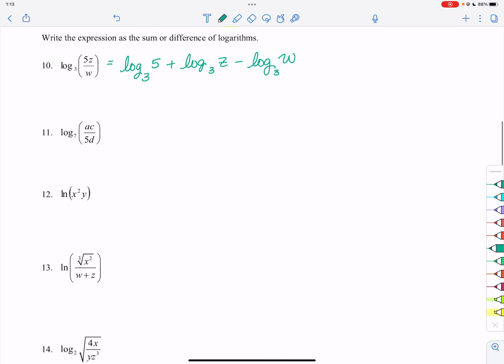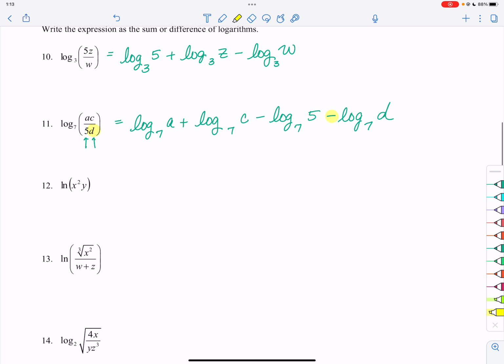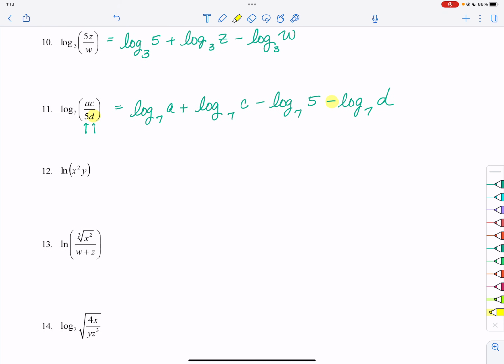Okay, we have to be careful because both 5 and d are in the denominator. So both of them will have a minus in front of the term. So the log base 7 of c. Now we have minus log base 7 of 5 and a minus log base 7 of d. This is one of the most common mistakes that I have seen. So we want to make sure we subtract any terms that came from the quotient. Okay, let's keep going. Here we have the log of a product.